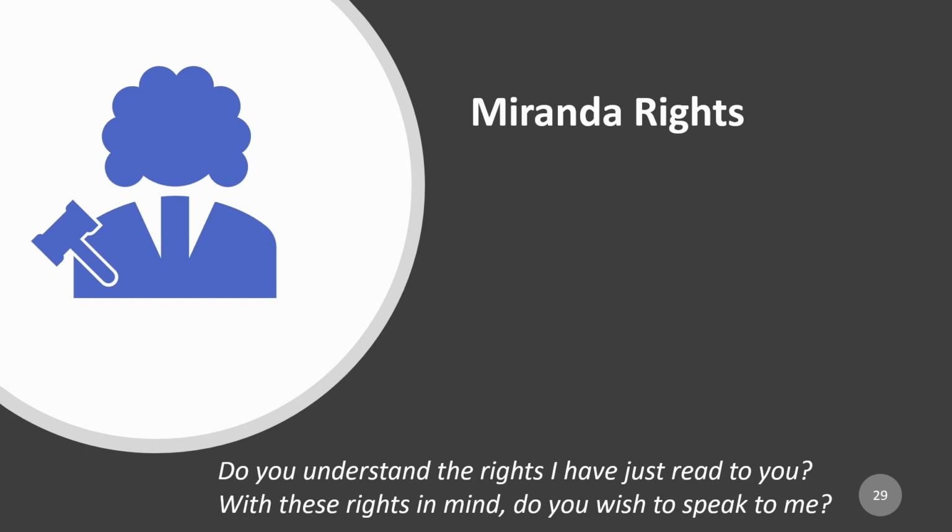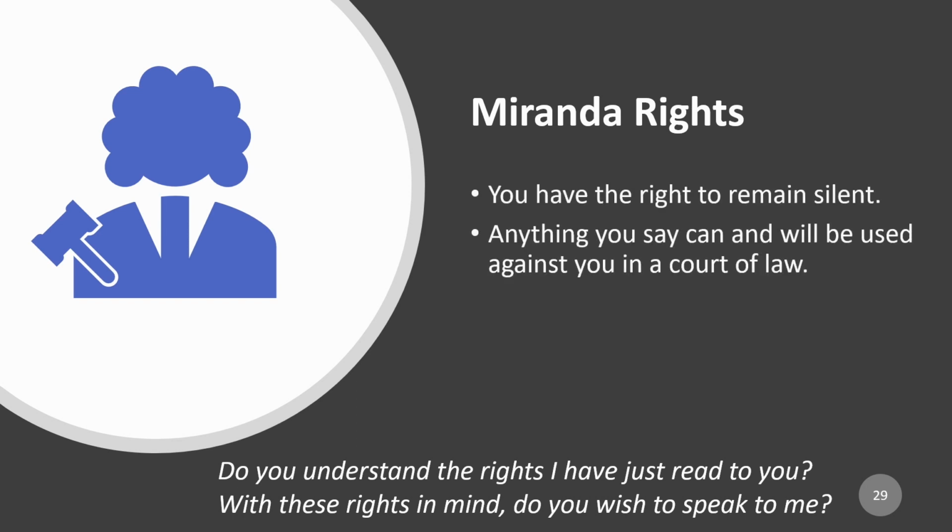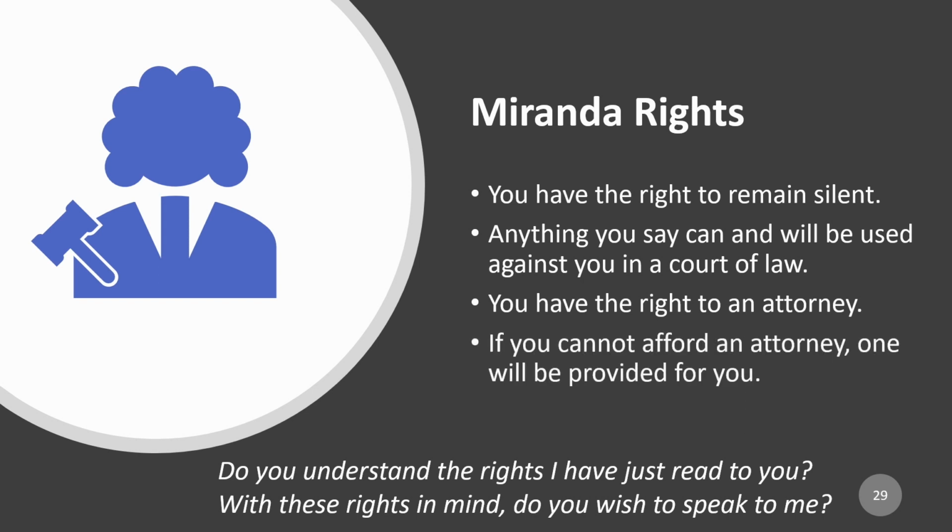But in general, what people communicate when they give you your Miranda rights are: you have a right to remain silent. Anything you say can and will be used against you in a court of law. You have the right to an attorney. If you cannot afford an attorney, one will be provided to you. Do you understand the rights I have read to you? With these rights in mind, do you wish to speak to me? Those last ones sometimes get skipped or aren't added at all, but typically they'll inform you about your rights, and then ask, do you understand it? Do you have any questions about it?